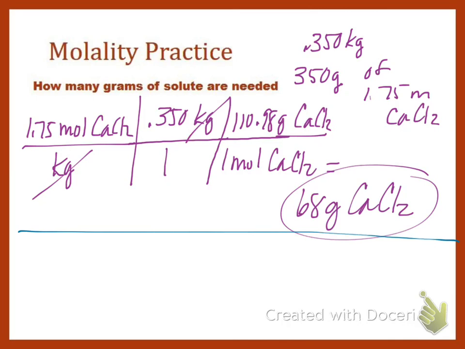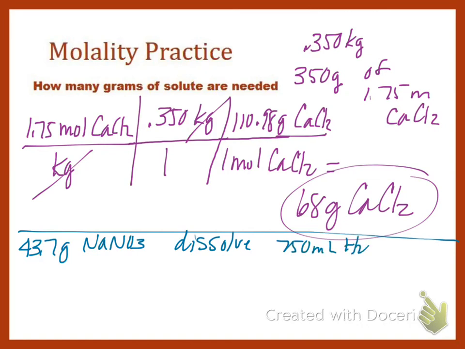What is the molality if you take 43.7 grams of sodium nitrate and dissolve it in 750 milliliters of H2O? So our solvent is water. Obviously, we're dissolving it. So what's our kilograms? 0.75, because 750 milliliters is the equivalent of 750 grams, which is 0.750 kilograms. And that's because the density of water is 1 gram per milliliter.